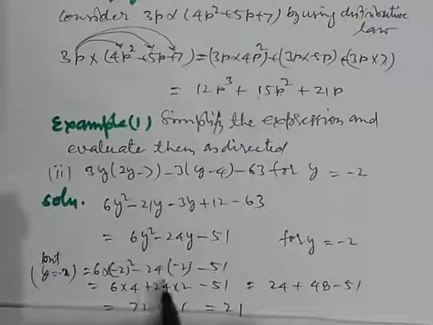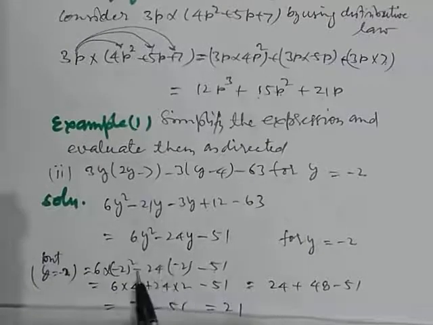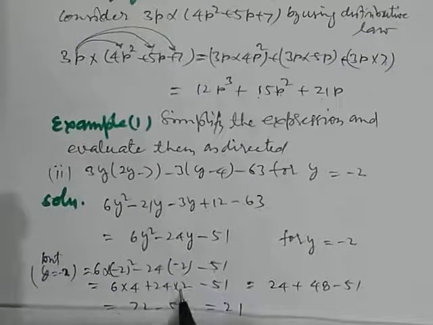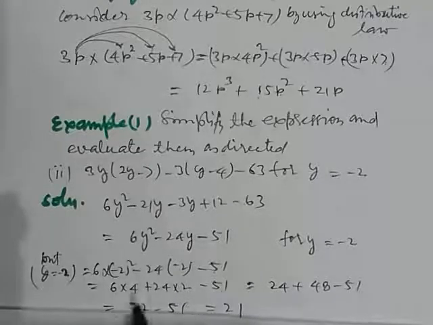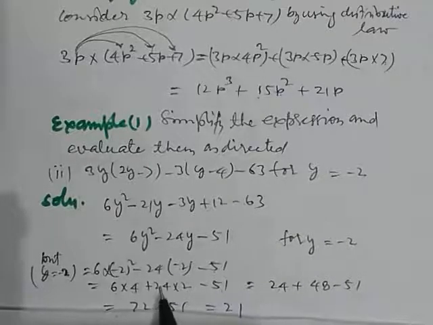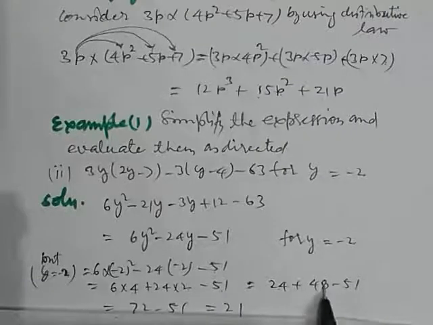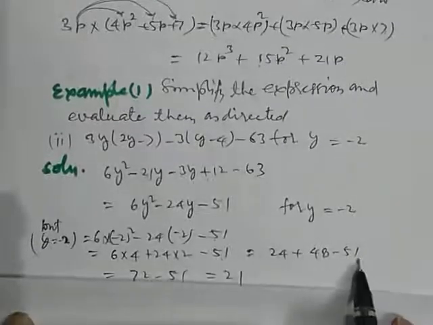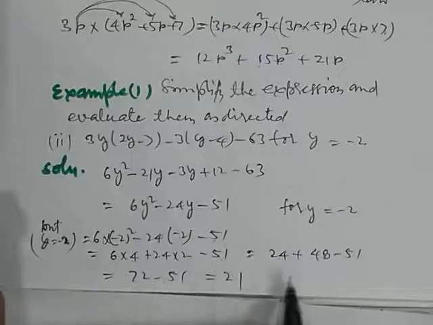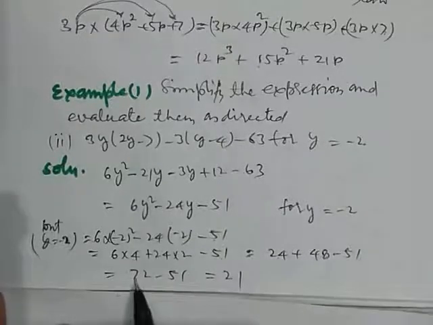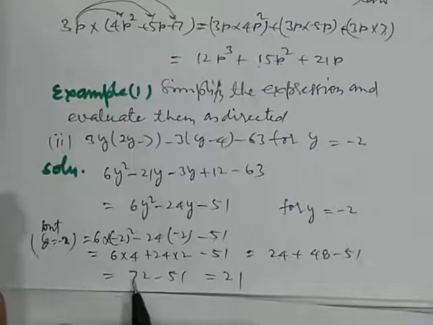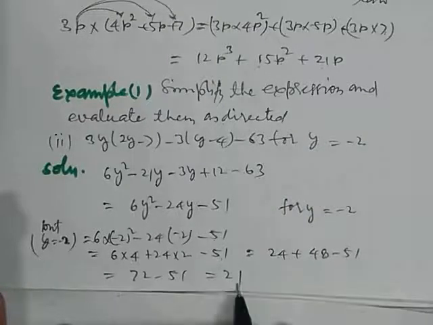Now solve. 6 into the whole square of minus 2 is 4, because minus 2 into minus 2 is plus 4. And this minus and minus is plus, so 24 into 2, and this minus 51. 6 4s are 24, 24 into 2 is 48, and this 51 also. Now, first add these positive terms, we get 72, and then minus 51. Now subtracting them, we get 21.